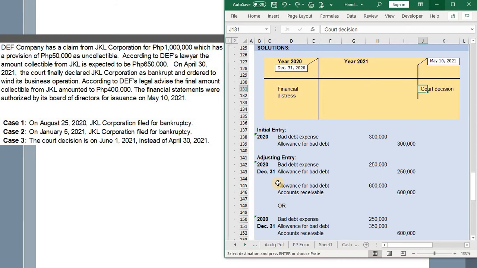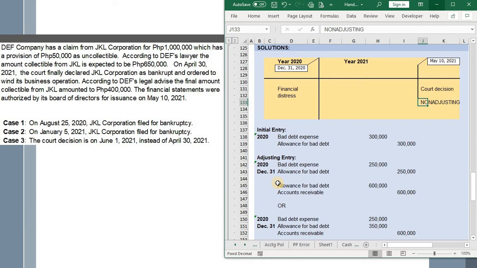So if the court decision happened after the date the financial statements were authorized for issue, the event will no longer be classified under PAS 10. Again, under PAS 10, to be considered an event after the reporting period, it should be between the end of the reporting date and the date the financial statements are authorized for issue. So in this case, for case 3, the court decision is a non-adjusting event.